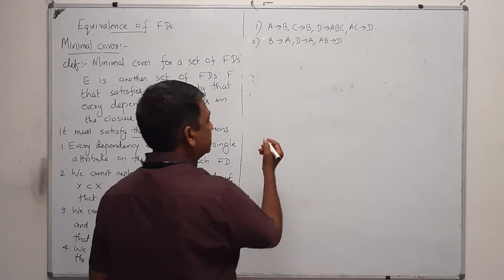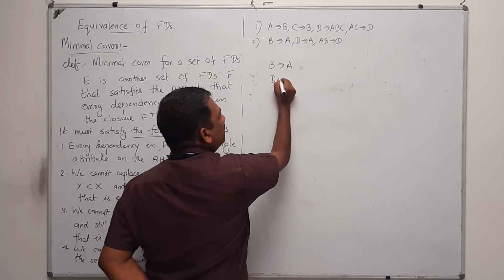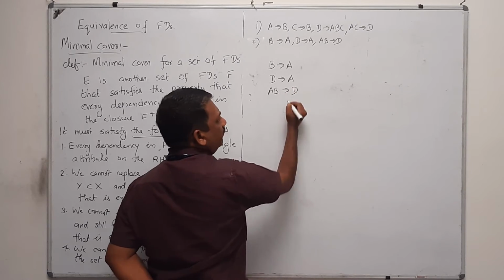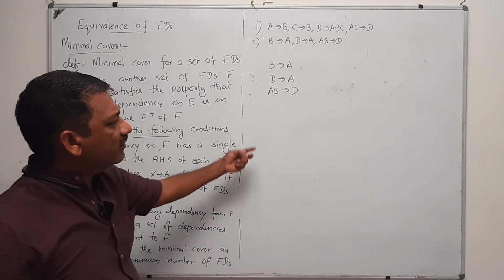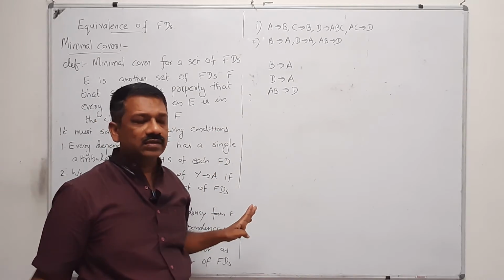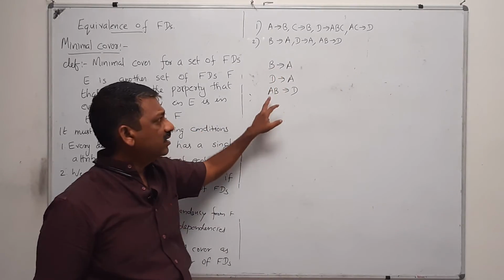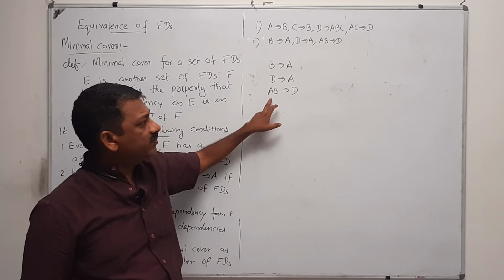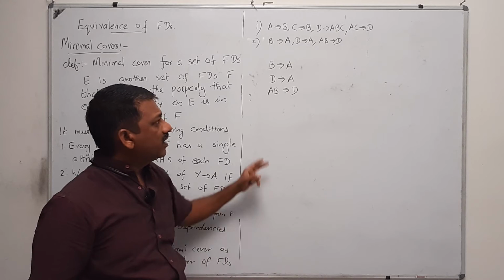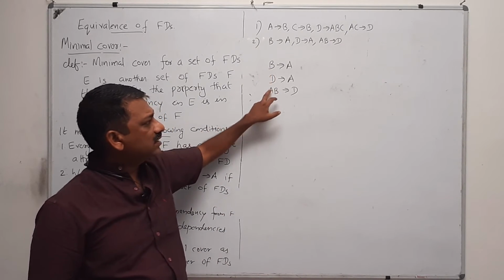The functional dependencies are, this is the second example, B determines A, D determines A, and AB determines D. Here we have only three functional dependencies, and step 1 is over actually. That means on the right hand side you have only a single attribute for every functional dependency. So step 1 is over. In step 2, we are going to check whether this can be removed.